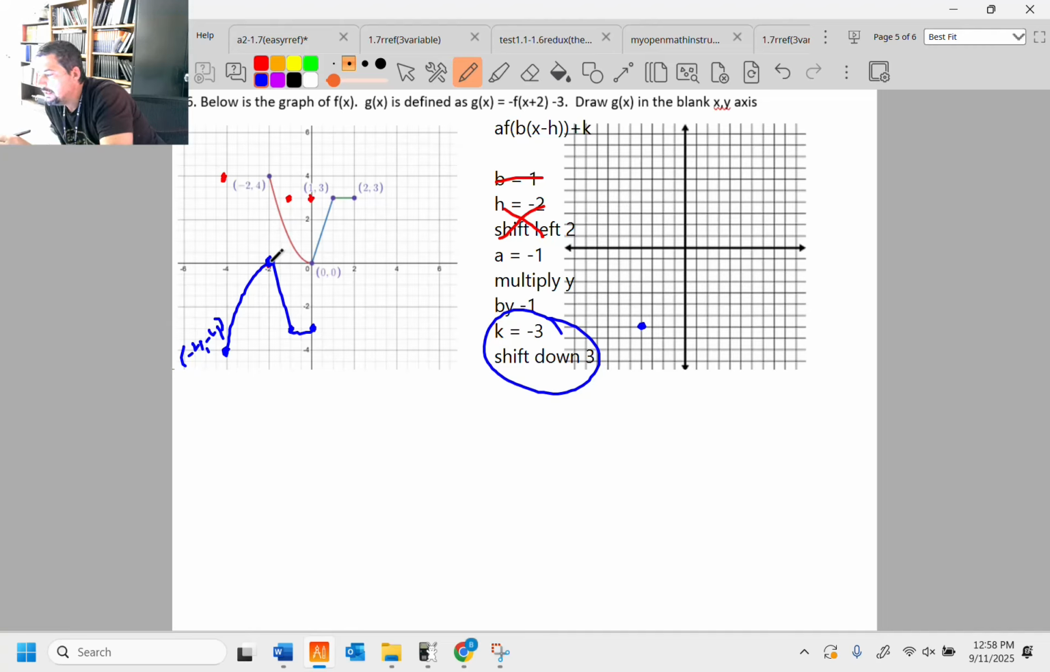This is going to be at -2, -3. This guy was at -1, -3, and I'm going to drop it down 3. So -1, -6. And this guy was at 0, -3. It's going to be right there. Ta-da! Pause real quick and I'll be right back.